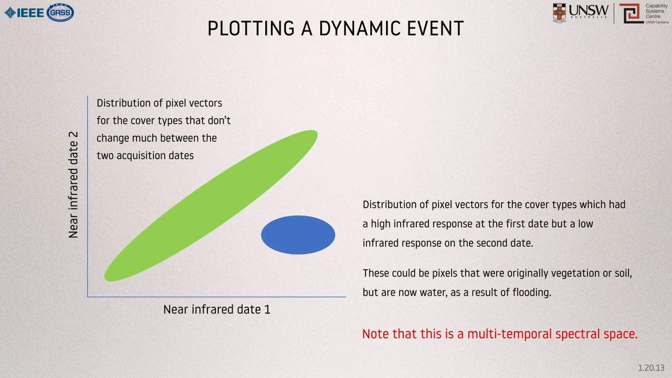Any pixels that were originally vegetation or soil but have become flooded in the second date will appear as a group in the region of space defined by high IR response in date 1 and low IR response in date 2.